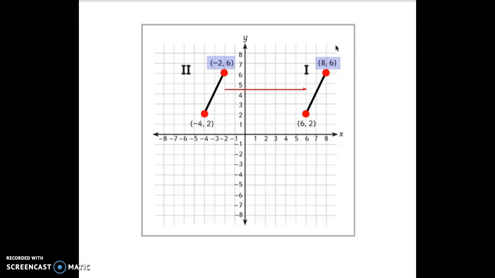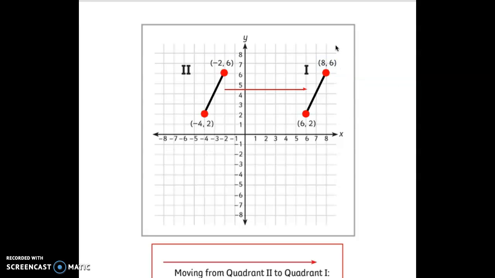Look at the top endpoints. How many units did this endpoint move? When we moved from quadrant 2 to quadrant 1, we started at -2 and added 10 to get to 8.